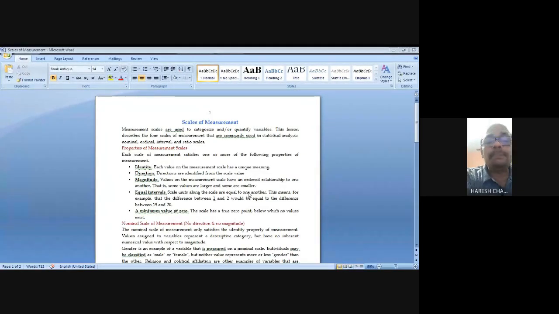And then the question is, why is there nominal? It is there as it is a scale which is also very, very much used in research and other things. What is a nominal scale?